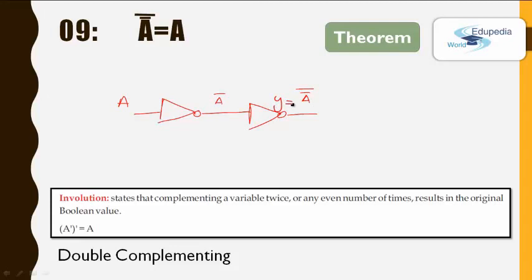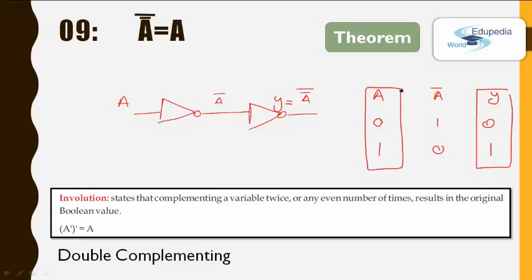Now let's go for the truth table. Here we have the input A and the intermediary step A bar and the output Y, which is A double bar. Now we have 2 variations, 0 and 1 for the input A, and at the intermediary step the values are 1 and 0, and at the output it will become 0 and 1, which means the same output as in the input. The law states twice or any even number of times. Therefore we have to do something like this in the logic circuit, looping through the NOT gates.